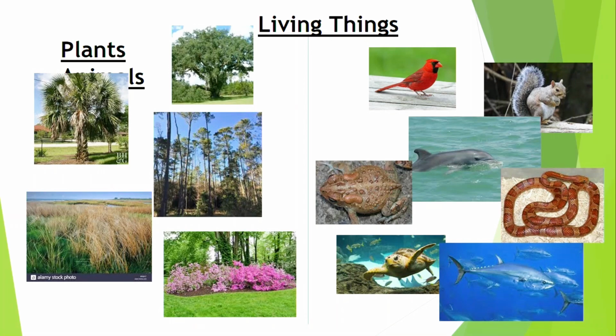Okay, so today we're going to be classifying living things. And I took those pictures and I made a chart with plants and animals. And I put the pictures in two categories. So we have all our plants, our palmetto tree, our oak tree, our pine trees, our azaleas. And then we have our cardinals, that gray squirrel. We see some fish and a turtle and a toad.